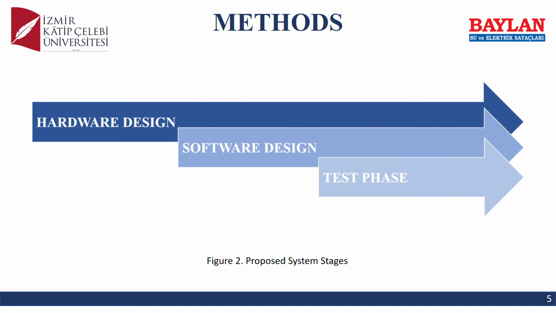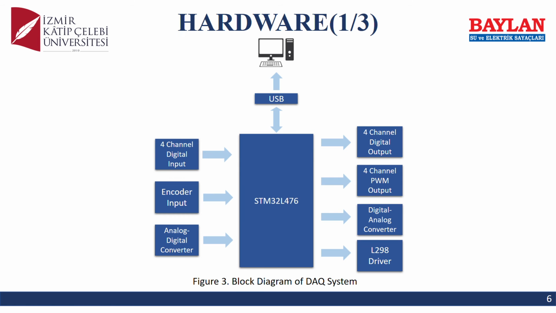The methods, research, and development stages to be applied in the hardware design, software design, and testing process to be carried out within the scope of the proposed system. This part of the method section will consist of designing the electrical circuit diagram that includes the connections of the microprocessor and the input-output ports and peripherals, and then transferring this diagram to the printed circuit board.